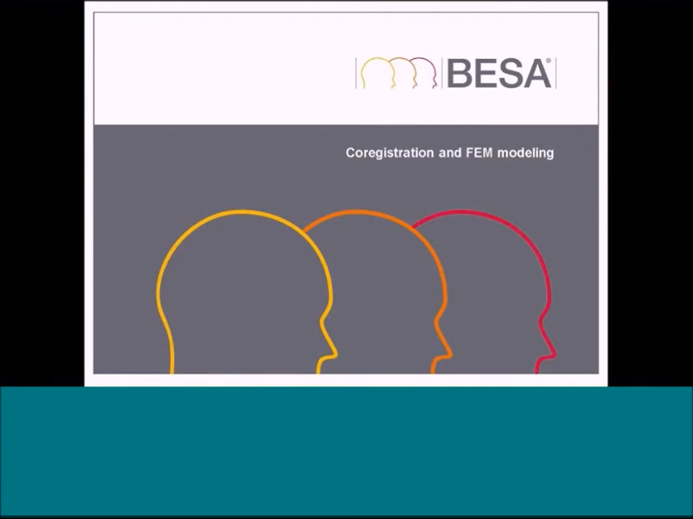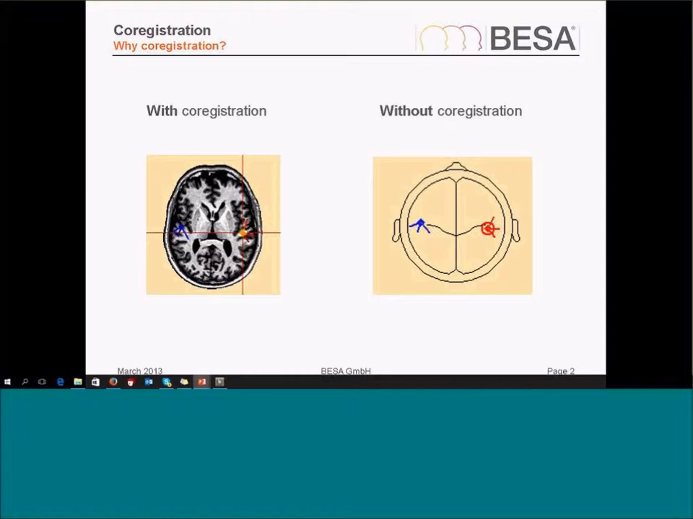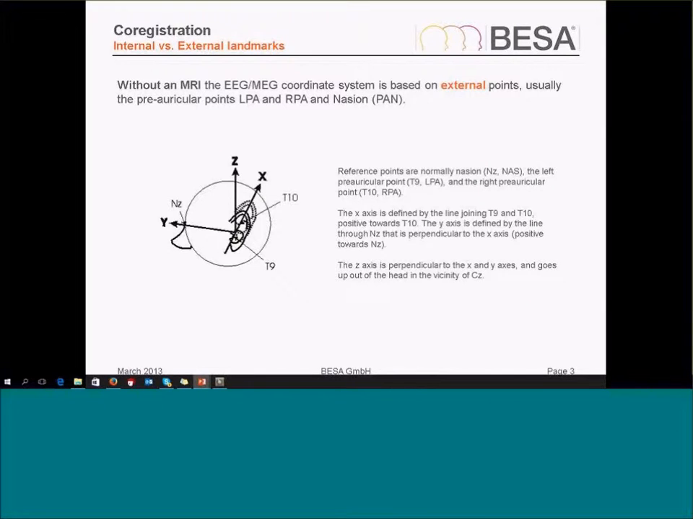Next topic is about co-registration and realistic head modeling. The first question is why should we perform a co-registration of our electrodes with an individual brain? Well, the two differences are shown here. With co-registration, I will be able to get a display in my anatomy. Without co-registration, I will have my sources in an approximation of the brain or in just a head scheme like the one shown here. And the other big difference is that with co-registration, I can work with internal landmarks.